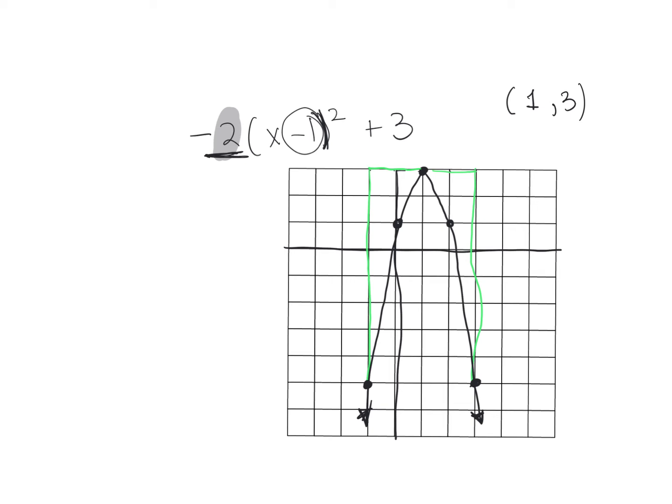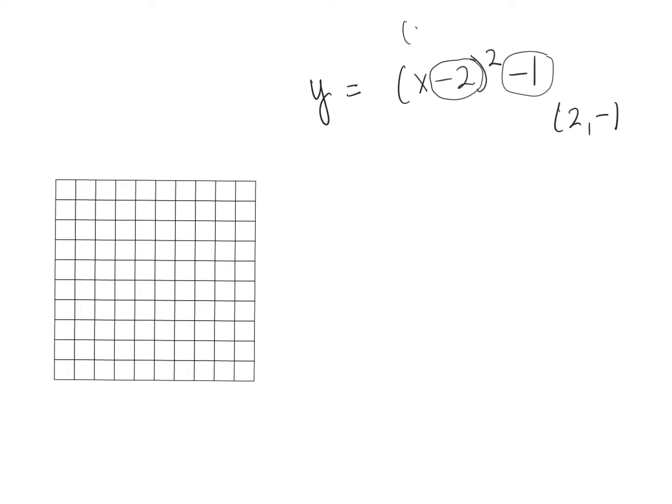All right, let's do another one. We'll do one without. So let's do y equals x minus 2 squared minus 1. All right, so my vertex here is 2 comma negative 1. Then I take the opposite of what's here and then what's here, because the formula is x minus h squared plus k. Right. So I get that.